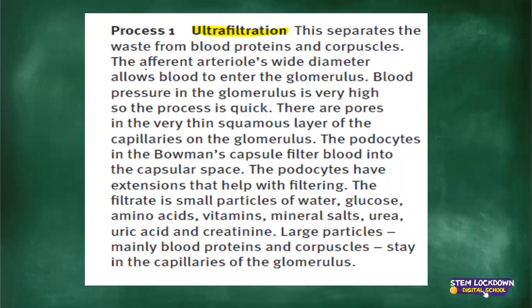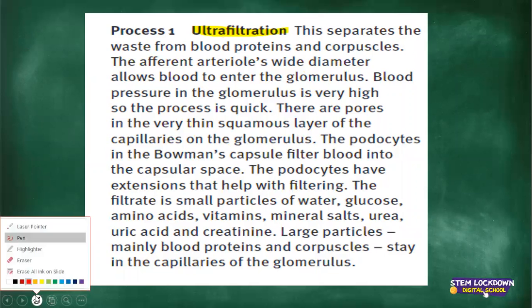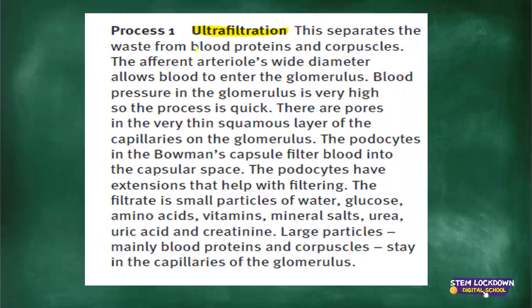The afferent arteriole, remember we learned about the afferent one, which is wide. Remember the difference in the structure. The afferent arteriole's wide diameter allows the blood to enter the glomerulus. So blood will enter through the afferent arteriole because it has a wide diameter. And then blood pressure in this glomerulus is very high, so the process is quick.